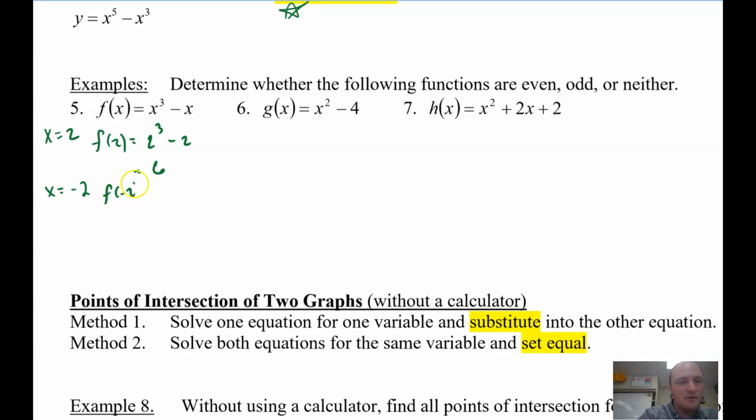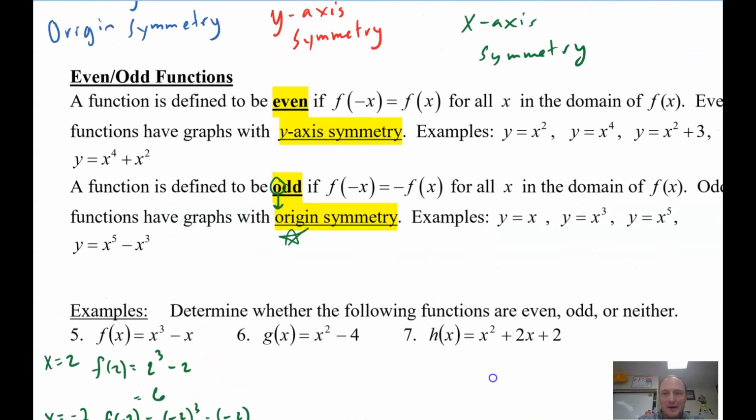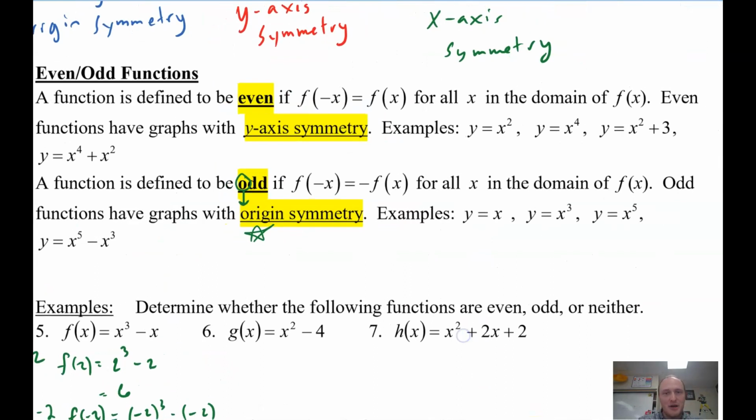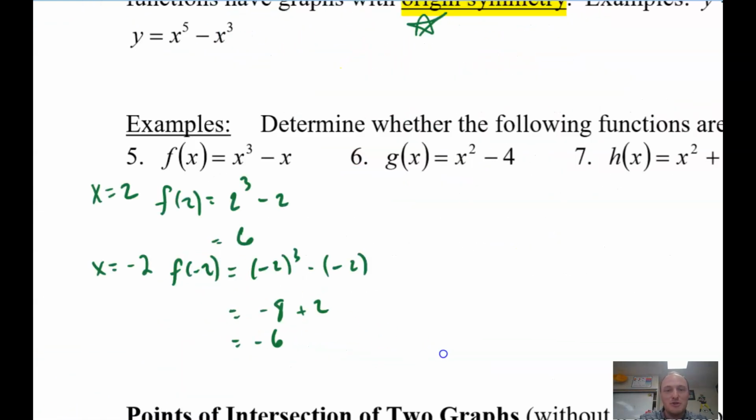So f of negative 2: negative 2 cubed, take away negative 2. Don't forget your parentheses, that's important. And we get negative 8 plus 2, which is negative 6. So I plugged in 2, I got 6. I plugged in negative 2, I got negative 6. That's the opposite output. So is that going to be even, or is that going to be odd? Well, that's going to be this case right here. I plugged in the opposite, and I got the opposite output. That's origin symmetry.